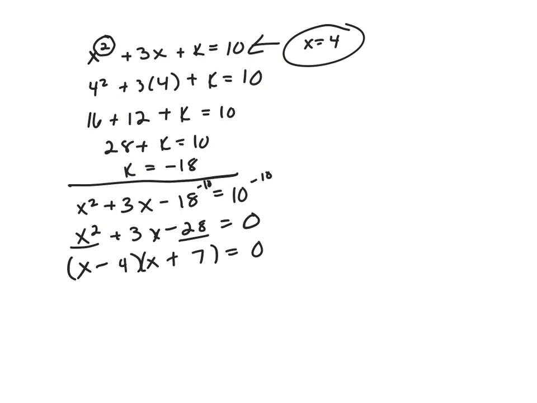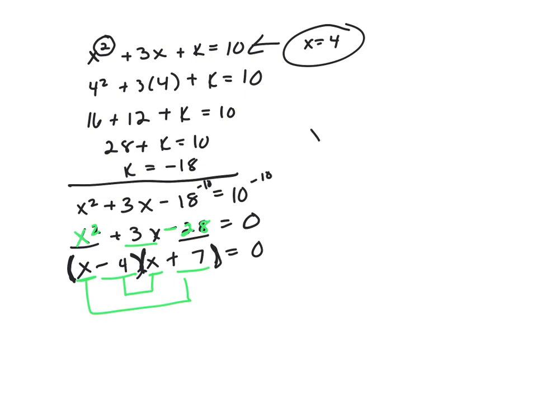Check it. x times x gives me x squared. Negative 4 times positive 7 is negative 28. Negative 4x plus 7x is a positive 3x. So it checks. So how do you multiply two things together and get 0?